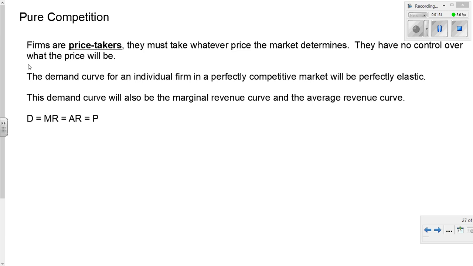They have no control or ways of changing the price, or if they do, they're going to lose anyone purchasing from them. Because in a purely competitive market, firms are price takers, the demand curve for an individual firm is going to be perfectly elastic or perfectly horizontal. That means, again, that the individual firm has no control over what the price is. And because of that, we know now that our demand curve is going to equal the price, which is also going to equal the marginal revenue, and which will also equal the average revenue, or the amount of revenue divided by the number of products produced.